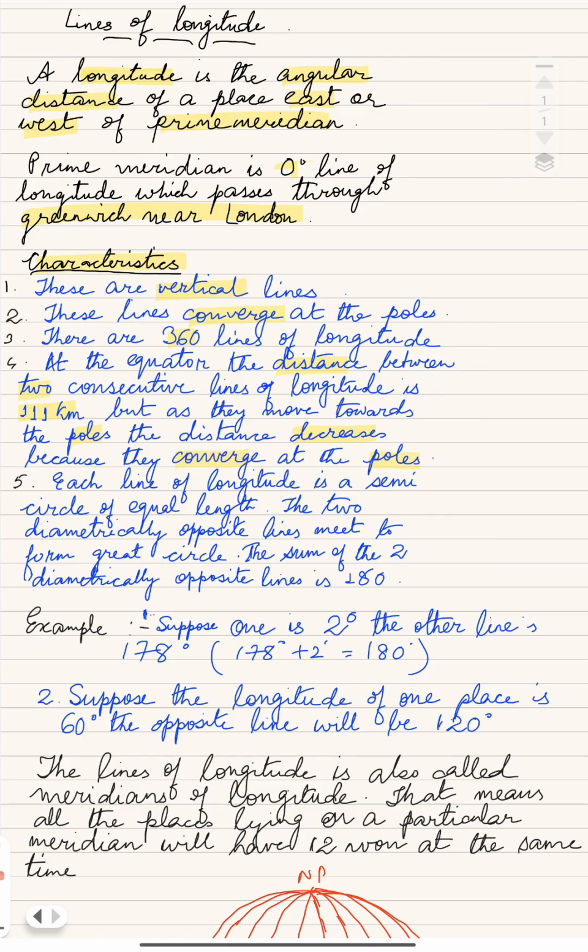Each line of longitude is a semicircle of equal length. The two diametrically opposite lines meet to form a great circle. By now you know what a great circle is: a circle that divides the earth into two equal halves. The sum of two diametrically opposite lines is 180 degree.